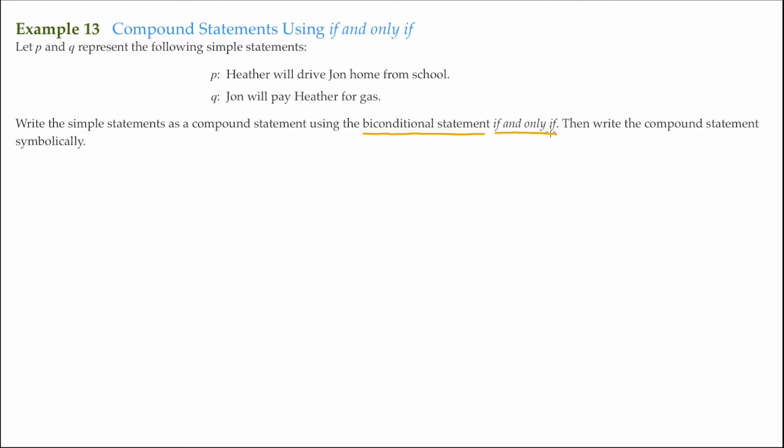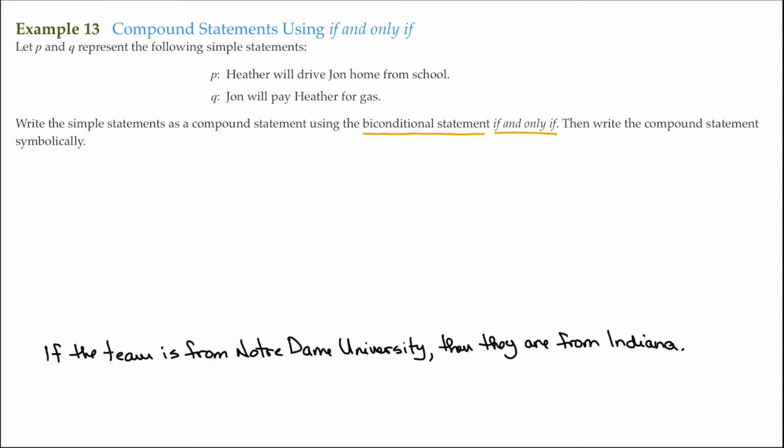statement. And the reason they're known as biconditional statements is that it doesn't matter which statement is listed first. The truth values of the compound statement are always going to be the same. So, for example, let's consider this conditional statement. This is an if-then statement. It states, if the team is from Notre Dame University, then they are from Indiana. That happens to be a true statement. Notre Dame University is from South Bend, Indiana, so this is a true statement.